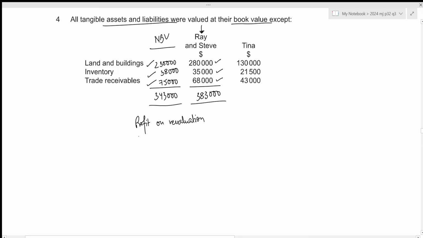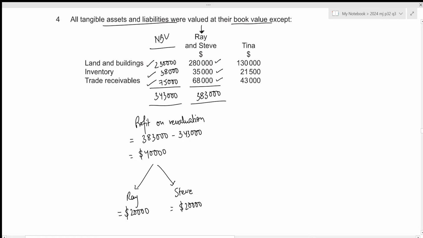And the profit will just be the difference of the revalued amount and the net book value. So 383,000 minus 343,000, which results in the profit on revaluation of 40,000. And this is the total profit, which will now be divided among Ray and Steve based on their old profit sharing ratio, which was to share the profits equally. So they both will get the amount of 20,000 each as part of their profit on revaluation.